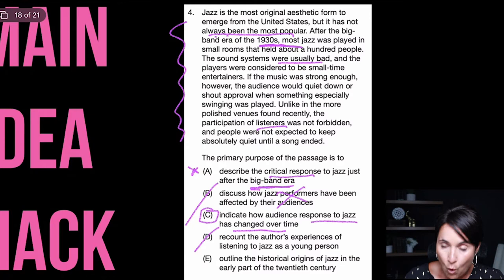E, outline the historical origins of jazz. While we did say 1930s here, that's not the main purpose. This is where they like to get you. They didn't outline the historical origins. It was about the audience. Now, I've narrowed it down. Let me just check and make sure it's not A and I can go with C.